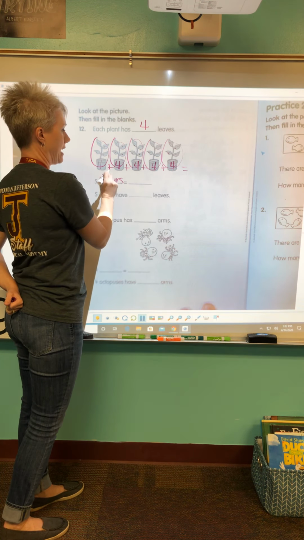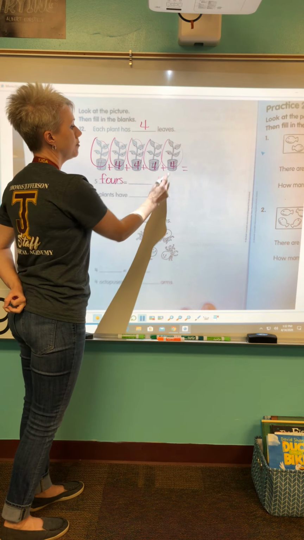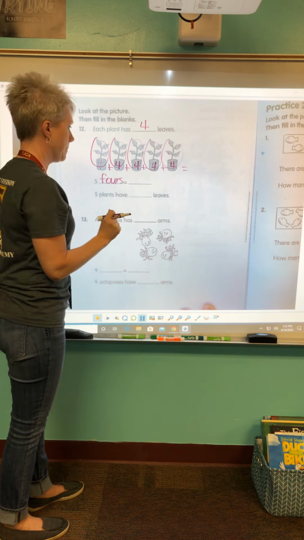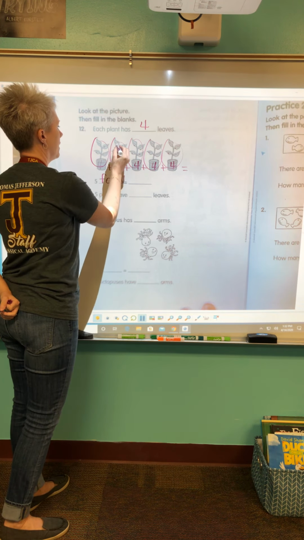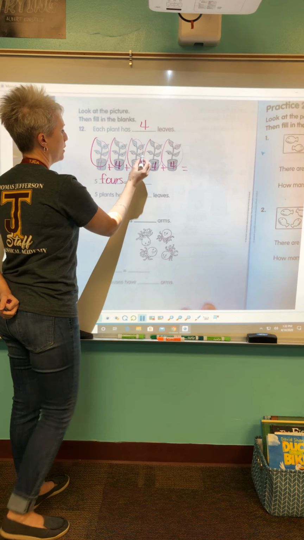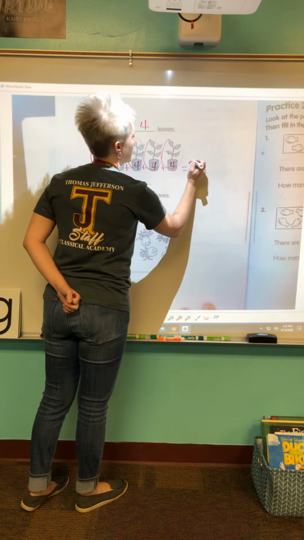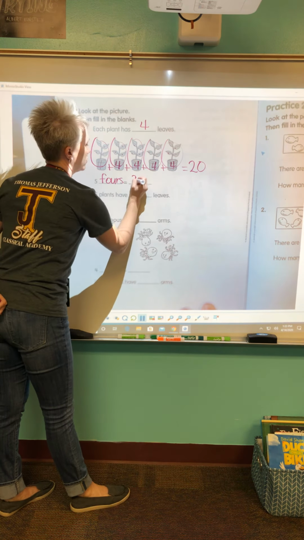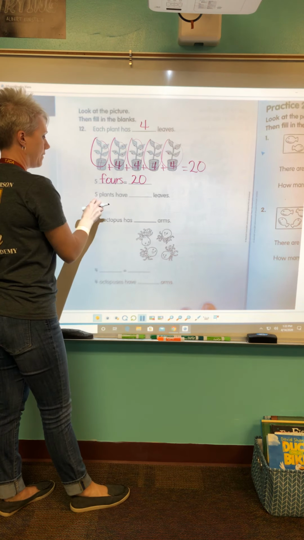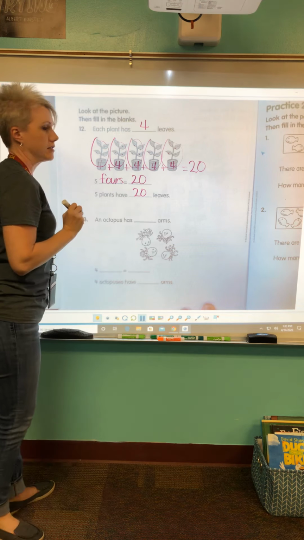So we can add these. 4 plus 4 is 8. Plus 4 more is 12. Plus 4 more is 16. Plus 4 more is 20. That's one way. Or we can count all of our leaves. 1, 2, 3, 4, 5, 6, 7, 8, 9, 10, 11, 12, 13, 14, 15, 16, 17, 18, 19, 20. 5 fours equals 20. 5 plants have 20 leaves.